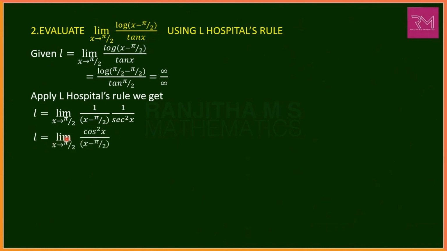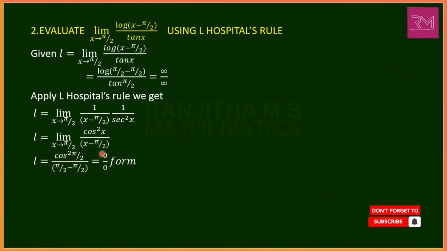Hence we get L is equal to limit of, here 1 by secant square x we can write it in the numerator, that is cos square x divided by x minus pi by 2 as it is. In the next step we have to substitute x value as pi by 2 here. We get L is equal to cos square pi by 2 divided by, in the place of x we have to substitute pi by 2 minus pi by 2.